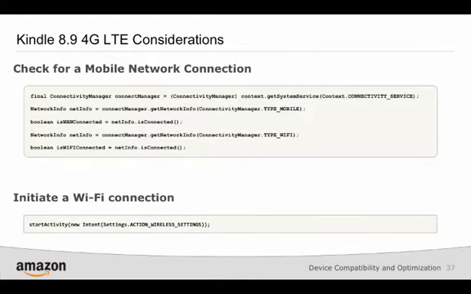Before your app transfers files or data, check whether the tablet is connected to a mobile network. In the following code, if "is Wi-Fi connected" is true, the tablet is connected to a Wi-Fi network. If "is WAN connected" is true, the tablet is connected to a mobile network. You can use the following code to initiate a Wi-Fi connection. Start Activity, New Intent, Settings Action, Wireless Settings.